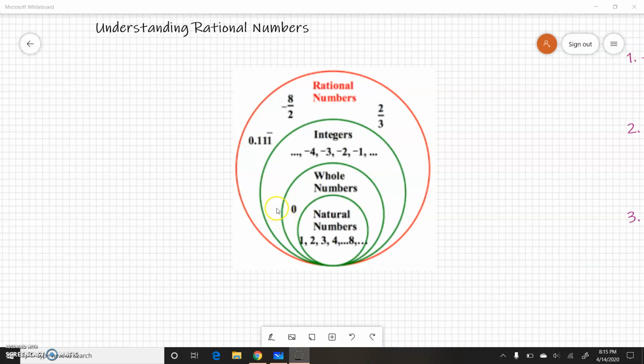And then you go to the next circle, that's integers. So integers include all negative numbers, 0, and then all your natural numbers. And then today we're looking at rational numbers in the red circle. So rational numbers are all negative and positive fractions or decimal numbers. So today we're going to be also looking at fractions and decimals when comparing. Whereas yesterday when we did it, it was all whole numbers, but they were just positive and negative.